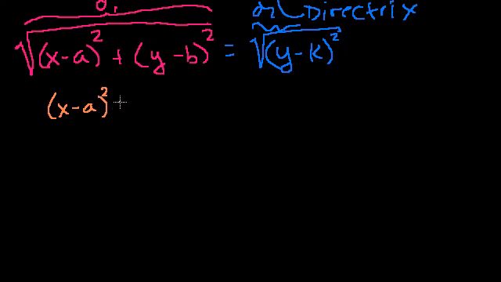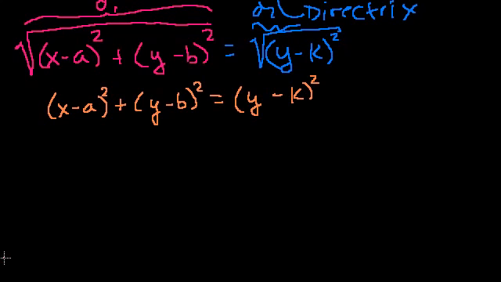So x minus a squared plus y minus b squared is equal to, squaring the other side, y minus k squared. And right now, at least, it looks like there's going to be some y squared terms, and we know there's definitely an x squared term. That doesn't seem like it's a parabola right now, but let's keep going forward.